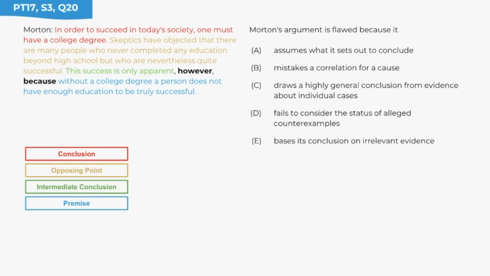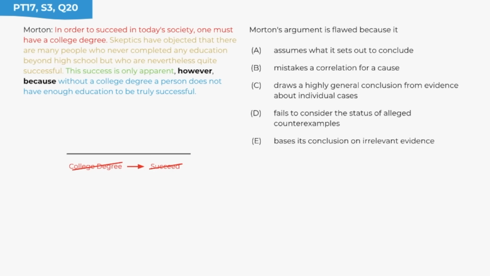Okay, so, what are we doing here? Well, we see that in the conclusion of the argument, it says, in order to succeed in today's society, one must have a college degree. And the word must is telling us that there's an if-then relationship. Right? So if you don't have a college degree, then you're not going to succeed. And they tell us in the evidence that in order to succeed, you have to have a college degree. So, these two ideas seem very similar.